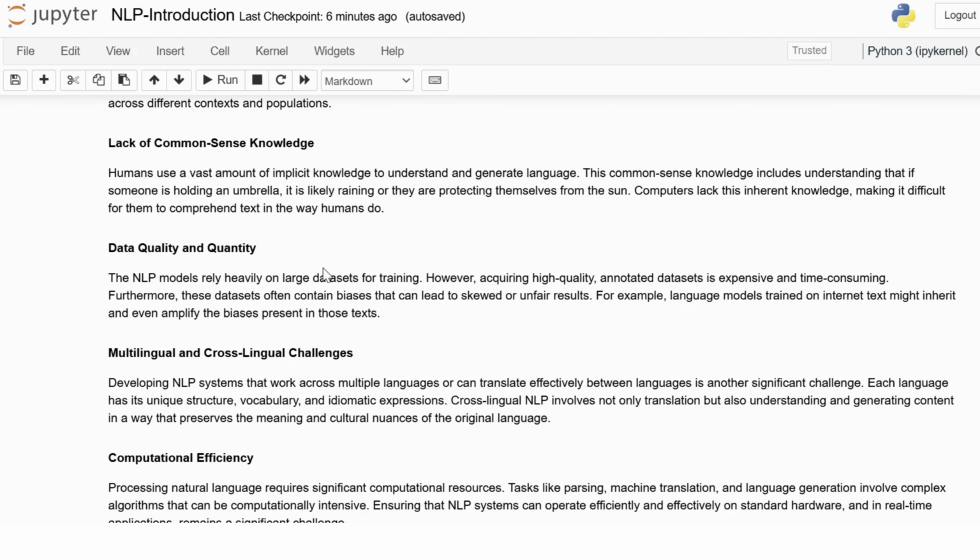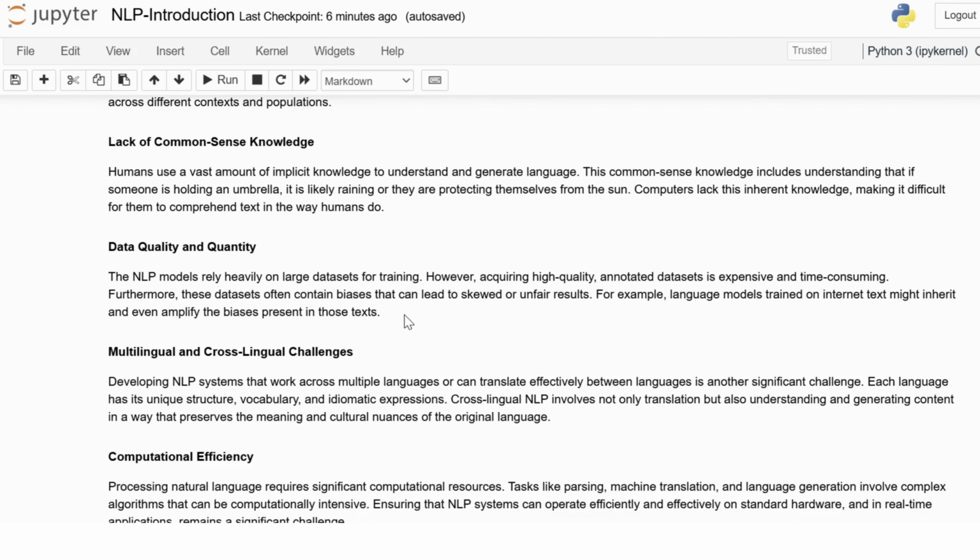The next challenge is data quality and quantity. NLP models rely heavily on large datasets for training. However, acquiring high-quality, annotated datasets is expensive and time-consuming. Furthermore, these datasets often contain biases that can lead to skewed or unfair results. For example, language models trained on internet text might inherit and even amplify the biases present in those texts.